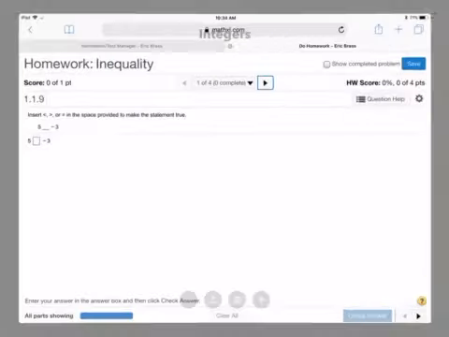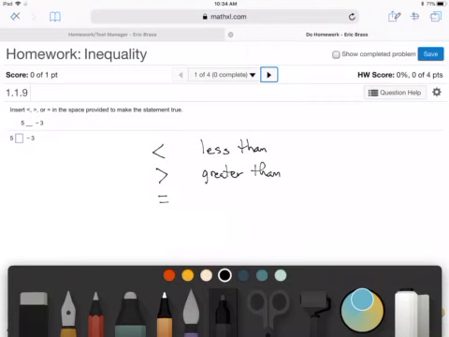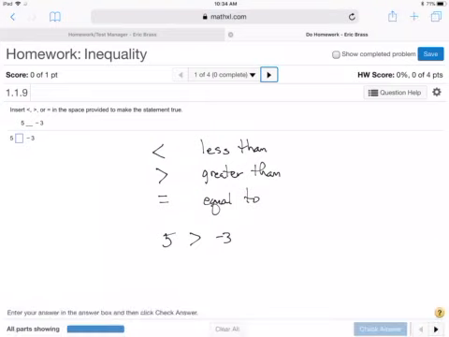Yeah. So in this video, we are talking about inequality. So we have inequality symbols, and those inequality symbols look like this. So this is pretty much less than, greater than, and equal to. If I look at 5 up there, it would be 5 is what to a -3? So 5 is actually greater than a -3.